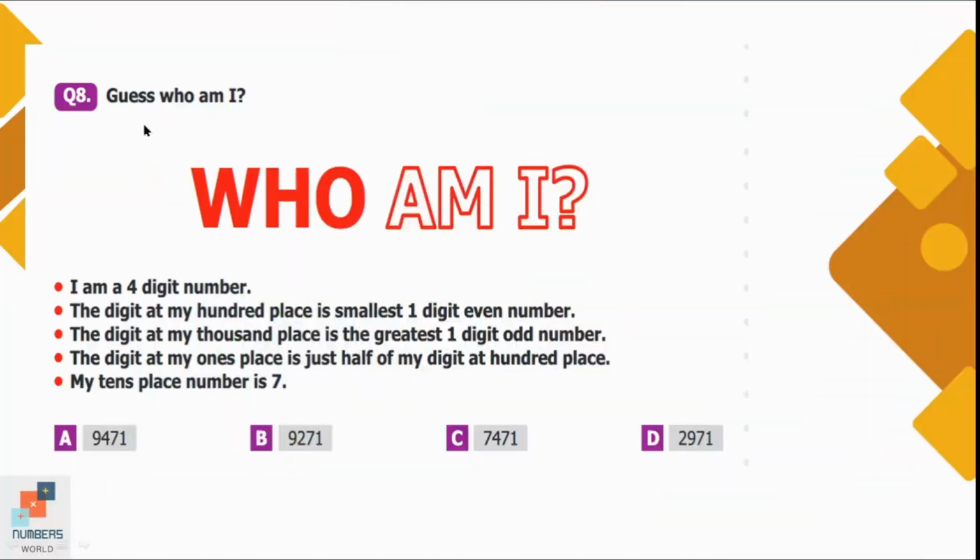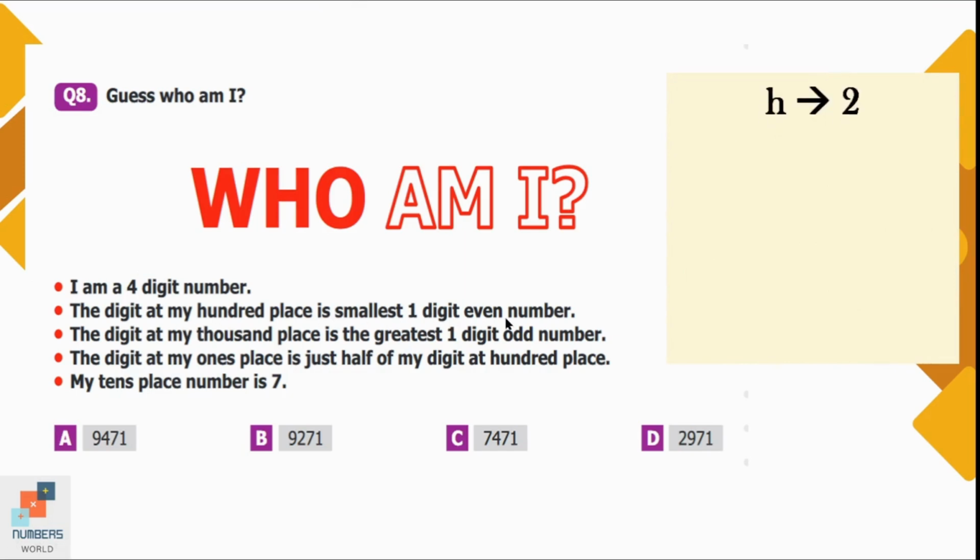Question number 8. Guess who am I? I am a 4-digit number. The digit at my 100 place is smallest 1-digit even number. And the smallest 1-digit even number is 2. The digit at my 1000 place is the greatest 1-digit odd number. So the greatest 1-digit odd number is 9. The digit at my ones place is just half of my digit at 100 place. So the half of 2 is 1.